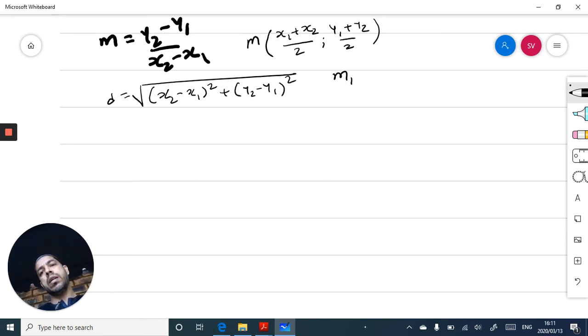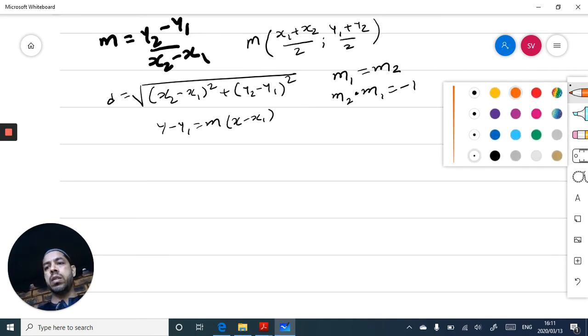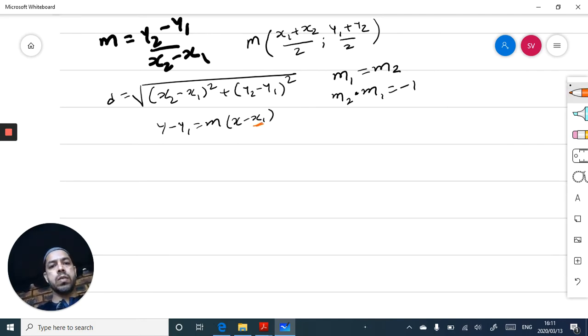What else do I know? If two lines are parallel, then the gradients will be equal. If two lines are perpendicular, then the multiplication of the gradients equals minus 1. The equation of a straight line is y minus y1 equals m times x minus x1, where I substitute x1 and y1 as one point, and m is the gradient of that particular line. Okay, that's what I know.